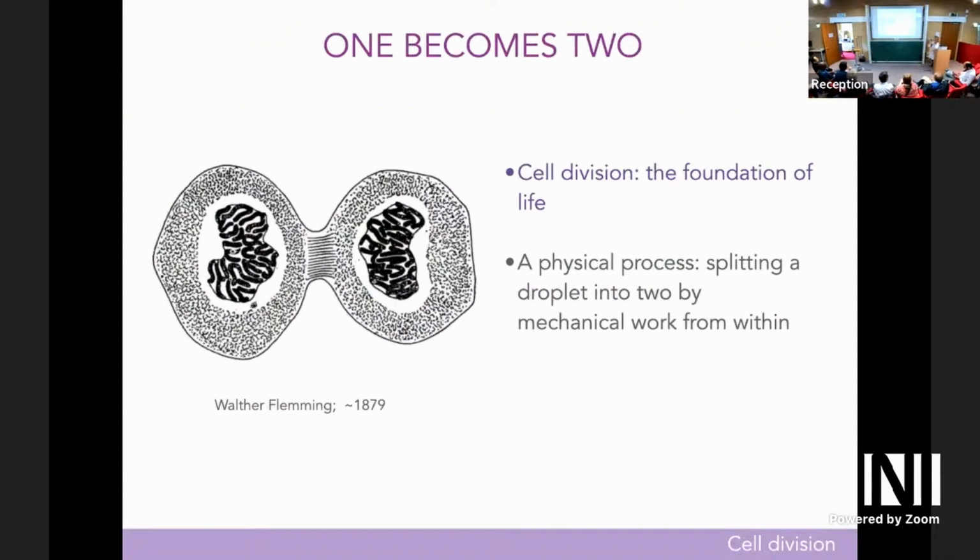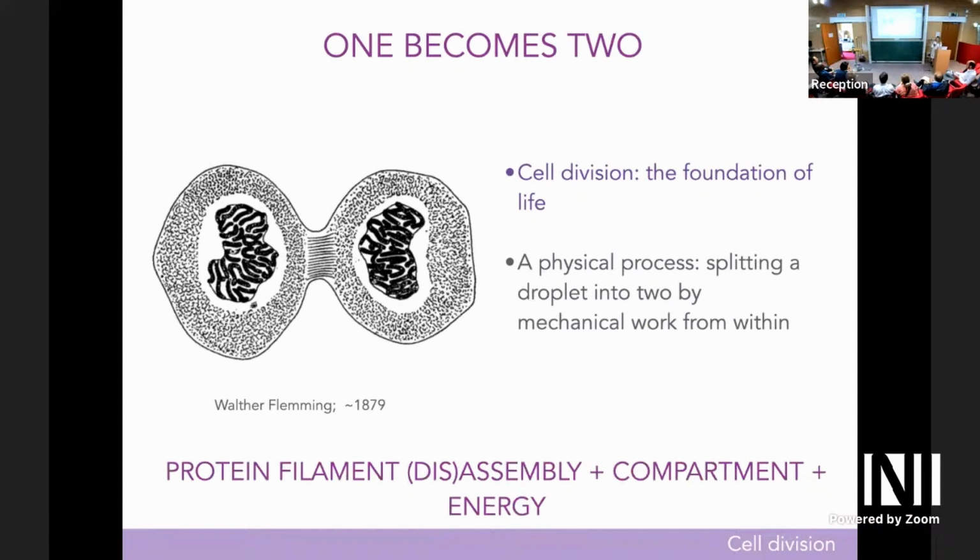background, which is cell division is the foundation of life. Basically, we're all a colony of one cell that divided a long time ago and kept on dividing. And it is inherent in the physical process, right? You need to take a droplet and make two droplets. And across evolution, that's done by protein filaments, which assemble and disassemble, as I'll show you, and are coupled to a compartment and, of course, an energy input because they're assembling and disassembling.